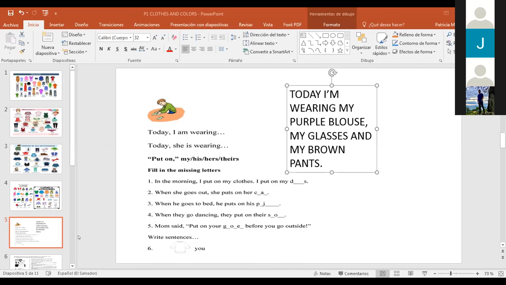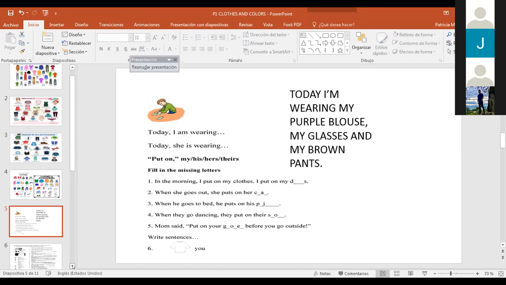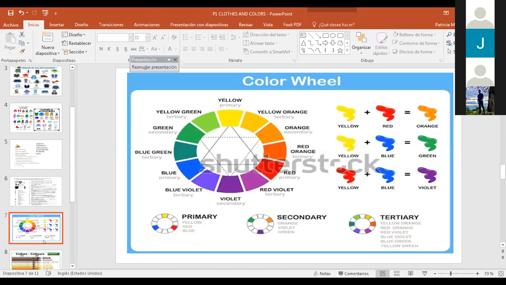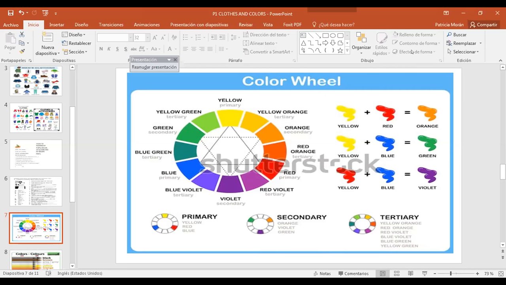Okay? So, to continue, in this topic we also have to work on colors, right? This is the complement of this class. Esta clase la vamos a complementar hablando de colores, porque es parte del tema. So you may know that we have basic colors. For example, if you add yellow plus red, you have orange. If you have yellow plus blue, you have green. If you have red plus blue, it's violet.